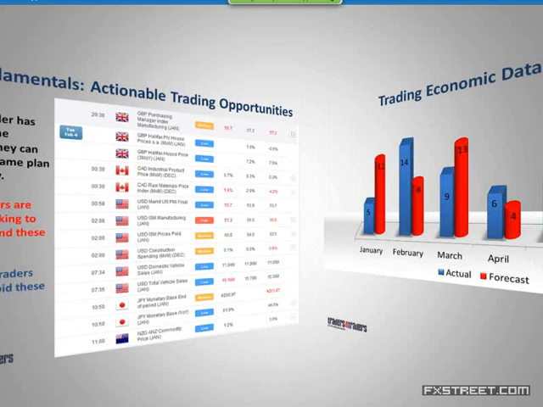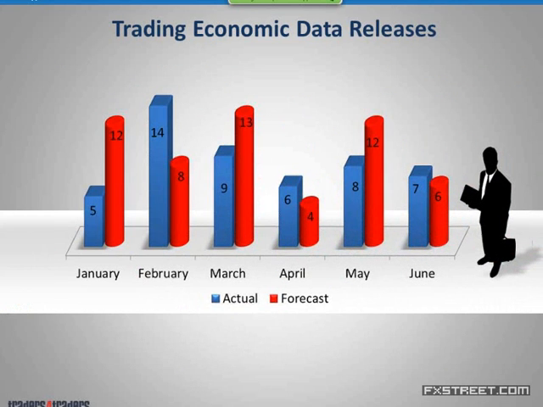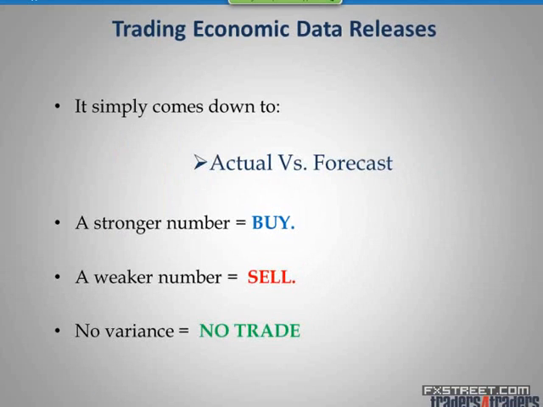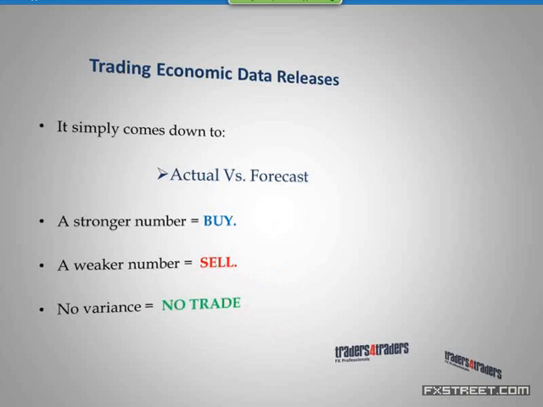There are about 60 events a month, and there are only 20 to 22 trading days a month. So you're looking at 2 or 3 events per day if you know how to get that clinical execution correct. Actual versus forecast is what it's all about. A stronger number, this is like child's play, I guess: a stronger number you buy, a weaker number you're looking to sell. If there's no variance in the actual numbers themselves, then there's no trade available. That's what you should be thinking.